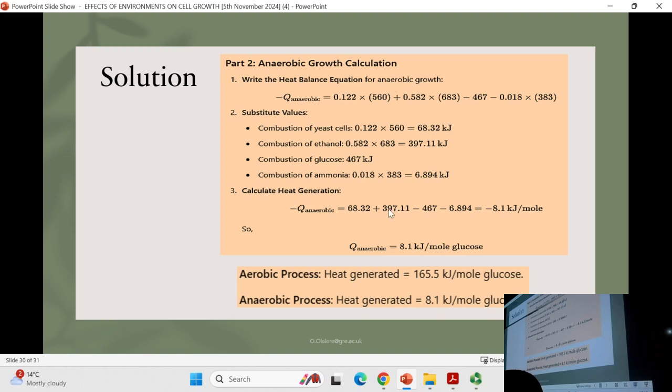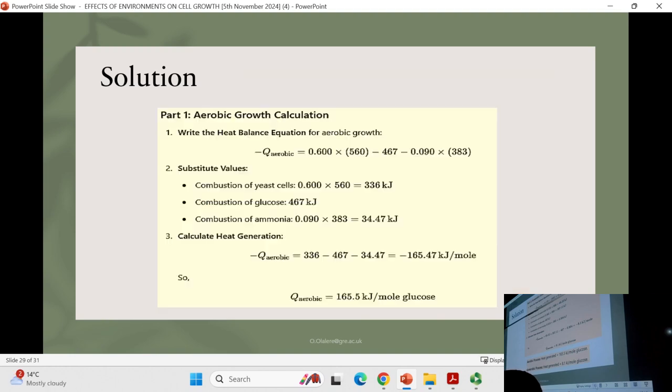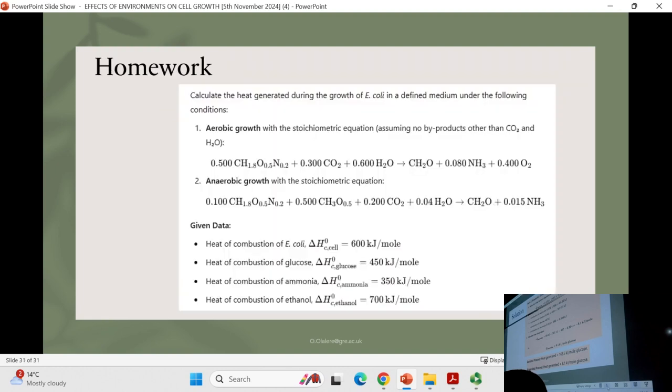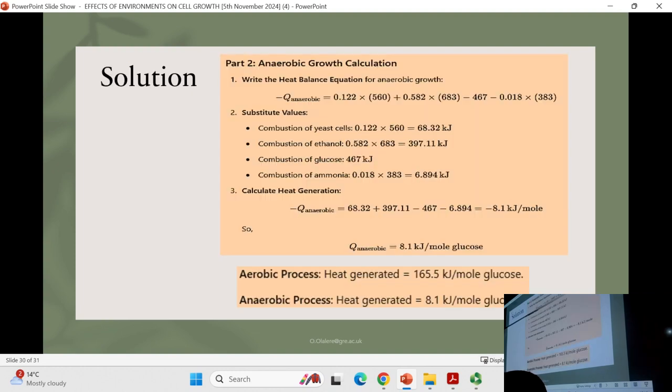Then plus 397. 397 is still within the input, the reactant, ethanol, because in this one there is ethanol here. Okay, combustion of ethanol here, and that is 397. All this will be given to you, or no, we calculated it now. So we multiply it, then we substitute, and we get minus 8.1 kilojoule per mole. Please check when you get home.